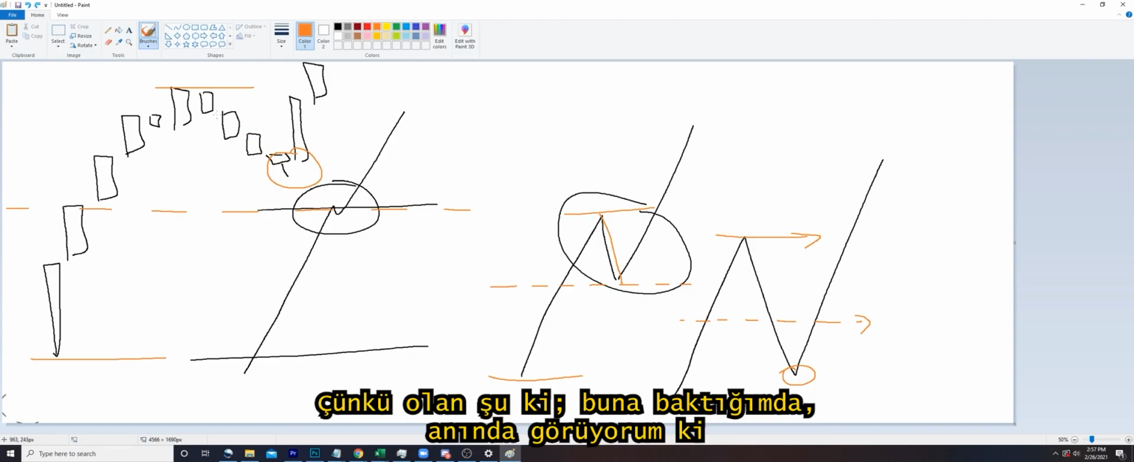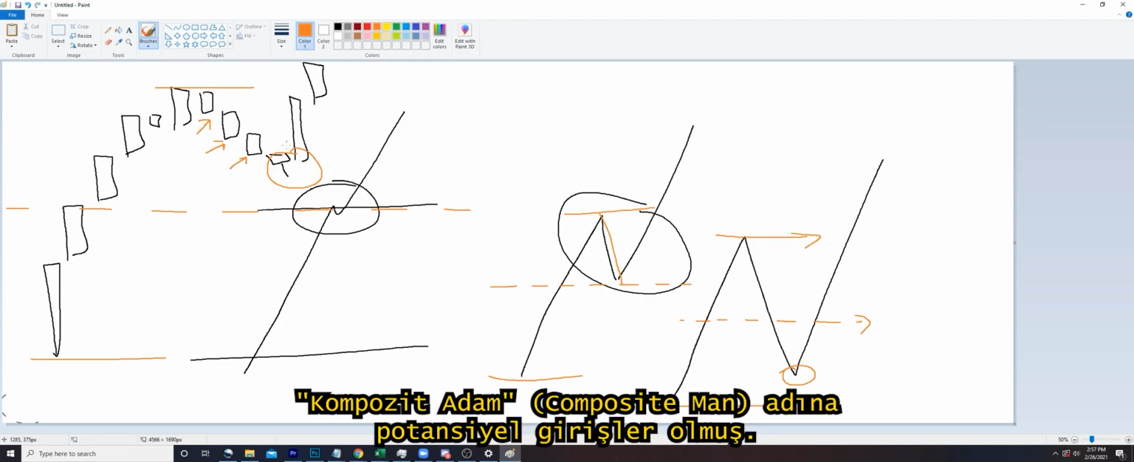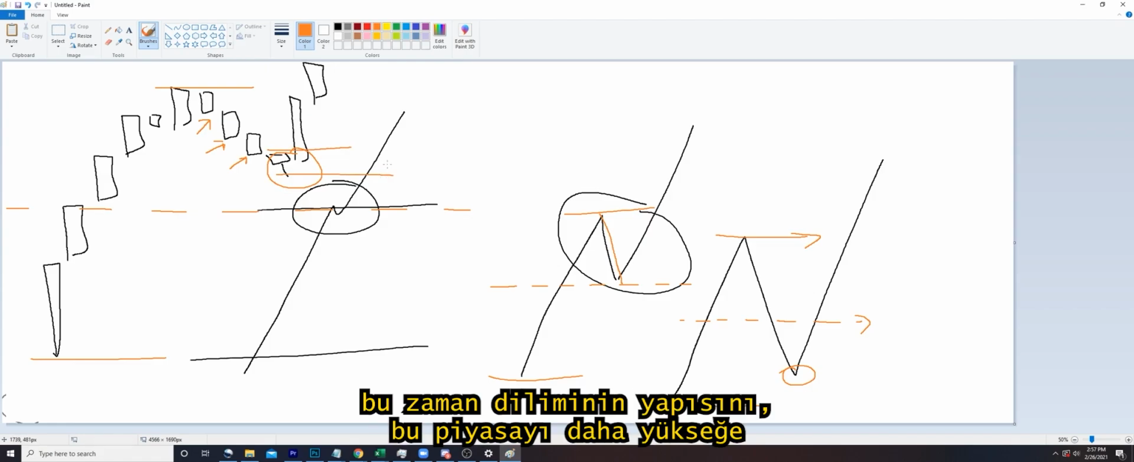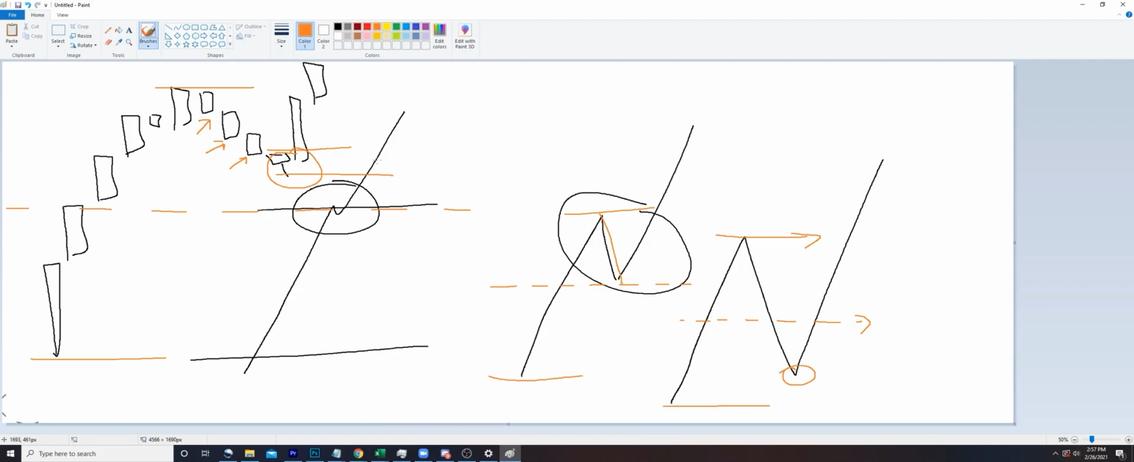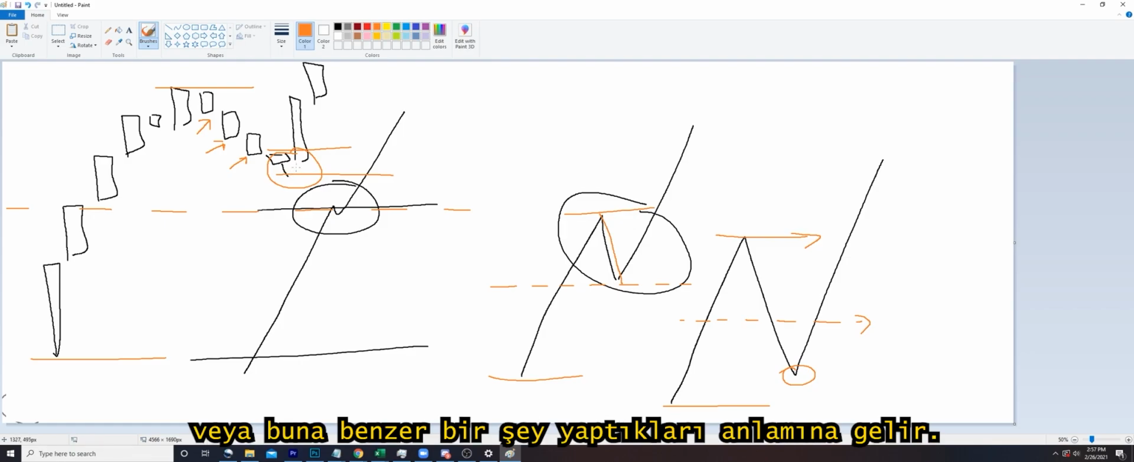Because what happened is when I look at this, I instantly see that there was potential entries on behalf of the composite man forming these areas of demand, which we'll talk about again in the future course content, to then push the structure of this time frame of this market higher. And that will mean to me that there are enough orders that they accumulated or something of that sort in these areas for this specific time frame, right?